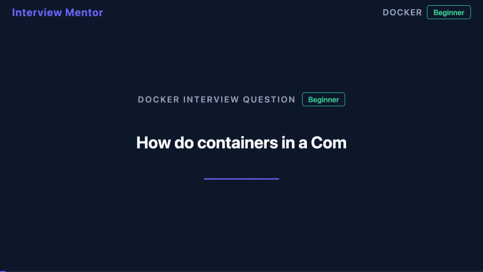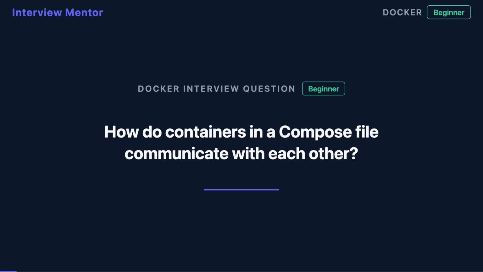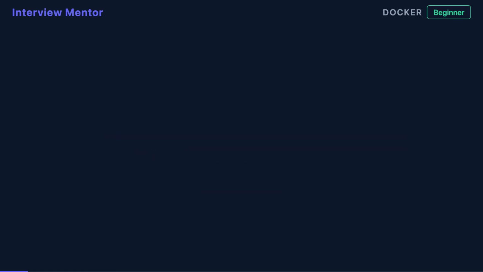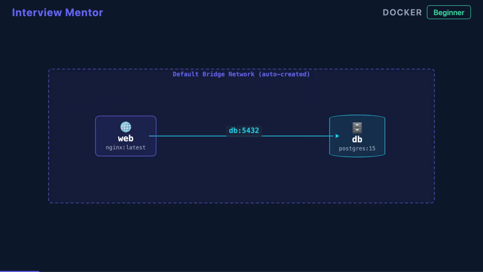Ever wonder how your web app finds the database in Docker Compose? Hint, it's not an IP address. When you define services in a Compose file, Docker automatically creates a default bridge network and connects every service to it. Here's the really useful part.